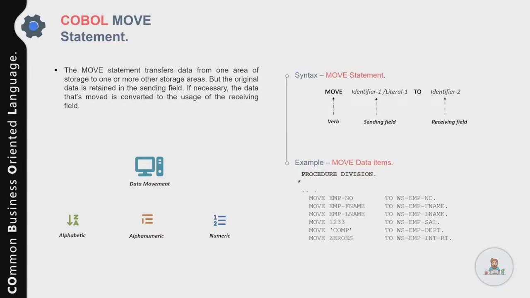Now let's talk about an example. So in the following example, we have the procedure division, and we have used a couple of move statements to move data from one field to another field. And we have also used a move statement to assign numeric values to a variable. So in the first example, we have employee-number, which is being moved to WS-EMP-number. Similarly, we have a second statement, which is moving employee first name to WS-EMP-first-name.